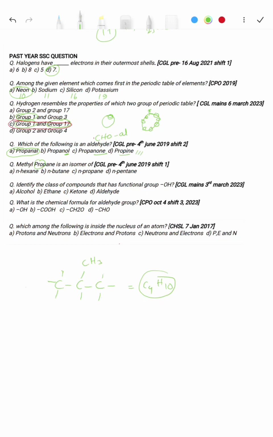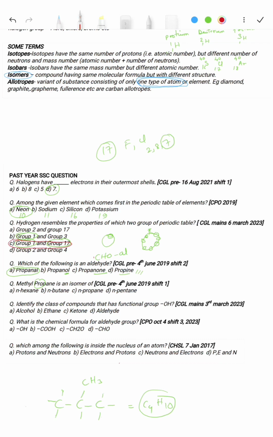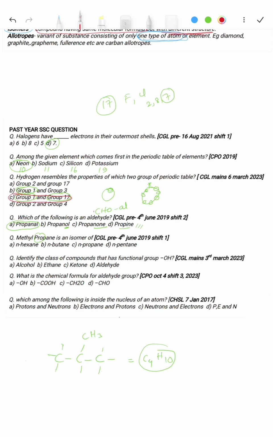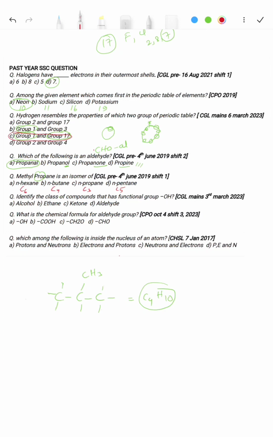So we have to find out what the isomer is. An isomer is a compound having the same molecular formula but a different structure. So we will find from among the options which one has the same molecular formula. The molecular formula of methyl propane is C4H10. N signifies normal, so normal hexane just means the straight structure of hexane. So n-butane, n-propane and n-pentane. Hexane is C6, butane is C4, propane is C3, pentane is C5. So from the options we could have figured out that the answer would be C4. But if you are not convinced, we will draw the structure of n-butane and extract the molecular formula.